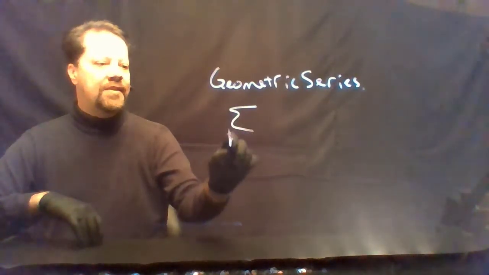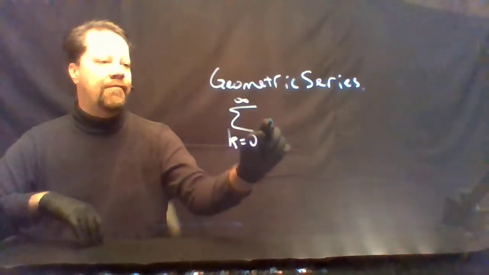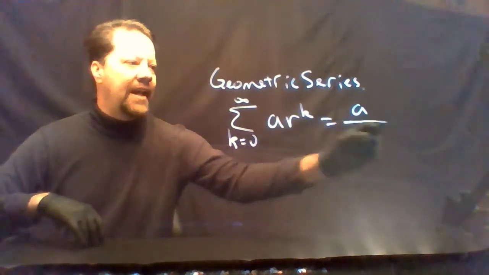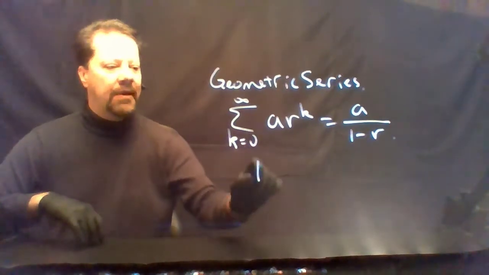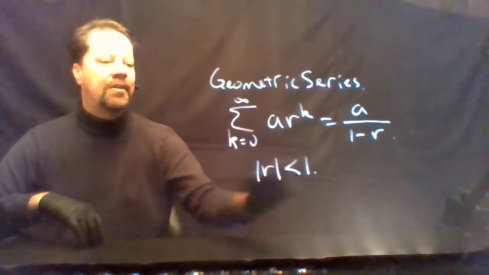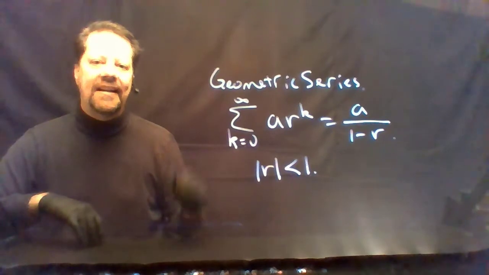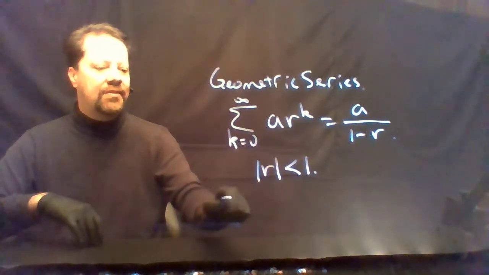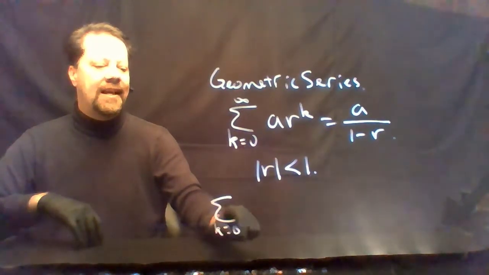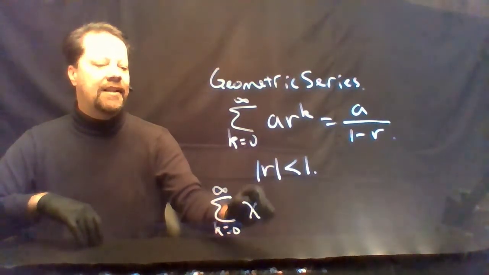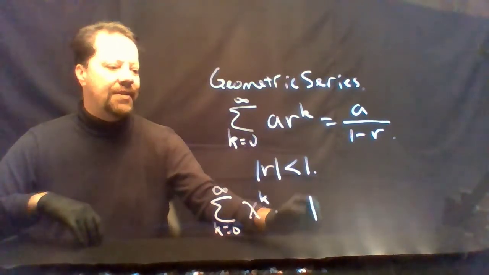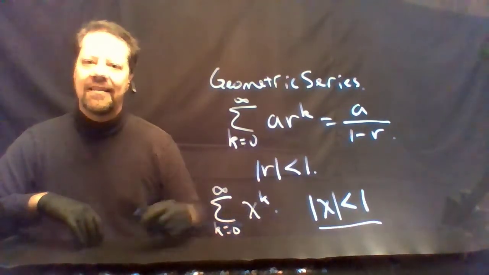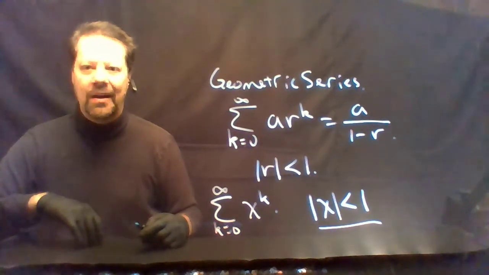A geometric series of the form the sum as k goes from 0 to infinity of a r to the k, sure, it adds up to a over 1 minus r, but it requires that the common ratio have a magnitude less than 1, and it diverges for other common ratios. In this case, we're dealing with the sum as k goes from 0 to infinity of x to the k. The common ratio is x, so we only get convergence provided the absolute value of x is less than 1.